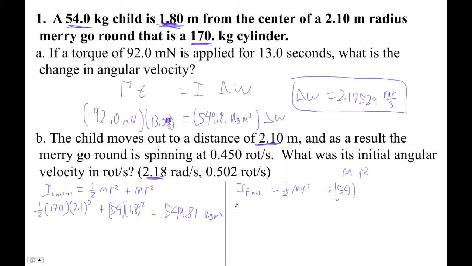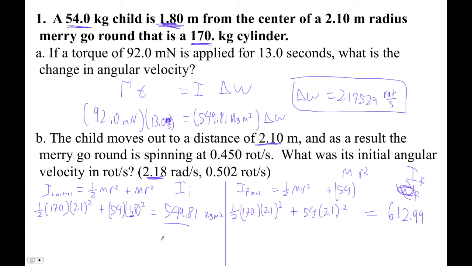And when we plug the numbers in, it'll be 1/2 170 times 2.1 squared. And now the only difference is that now the kid, instead of being at 1.8, is going to be at 2.1 meters. So it would be 54 times 2.1 squared. This ought to be a bigger number than this, so let's do it. I'm sufficiently lazy that I'm going to grab the old number and just change the 1.8 to 2.1. Here we go. 612.99. So this is our moment of inertia final. This is our moment of inertia initial.